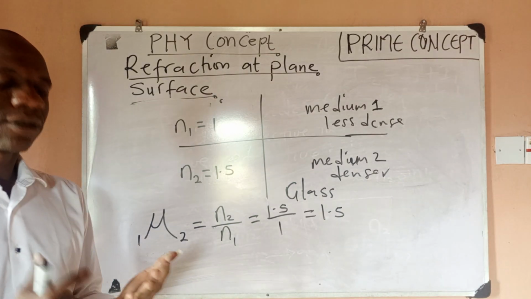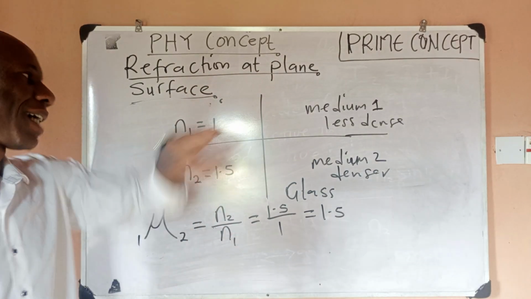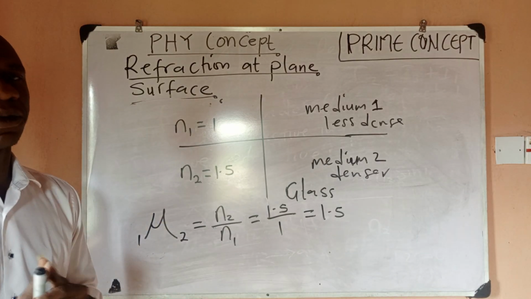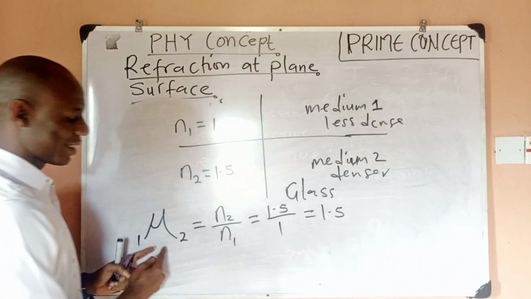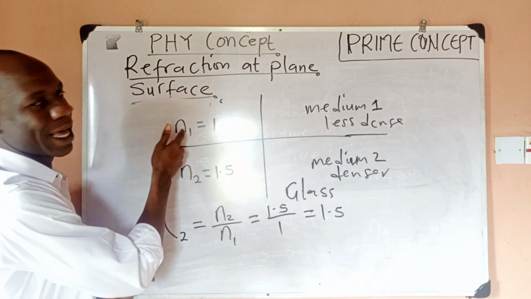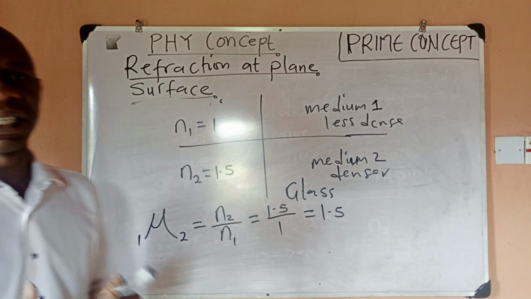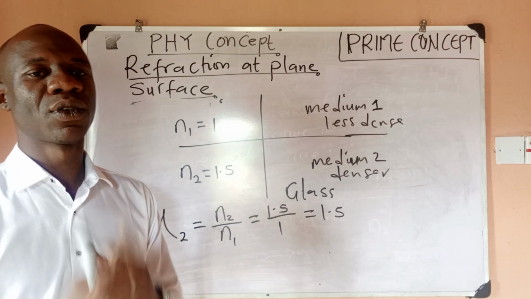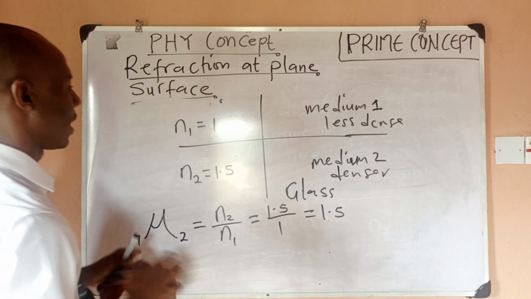So if you are trying to find the relative refractive index of any medium with respect to air, it means that it would always have the same value as the absolute refractive index. So N2 is the absolute refractive index of glass, which is still the same value as the relative refractive index with respect to air, because the refractive index of air is 1. So when you're trying to get relative refractive index with respect to air, it would always be the same as the absolute refractive index. So I believe this is clear.